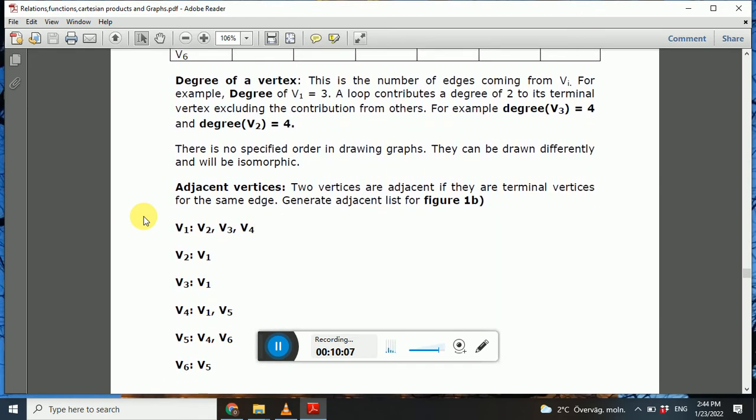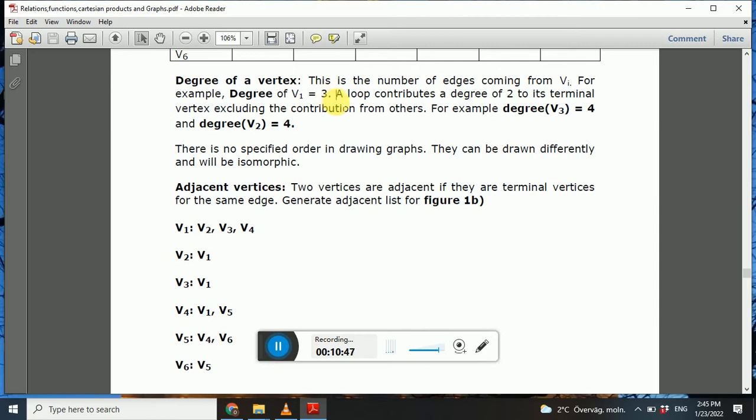Let's look at a different terminology, that is the degree of a vertex. What is the degree of a vertex? We know now what a vertex is. So given a graph and looking at a vertex, how will you tell its degree? So you are saying that degree of a vertex is the number of edges coming from that vertex. So just look at a vertex and count the edges which connect to it. Okay? So then they are giving an example that the degree of V1 is 3.